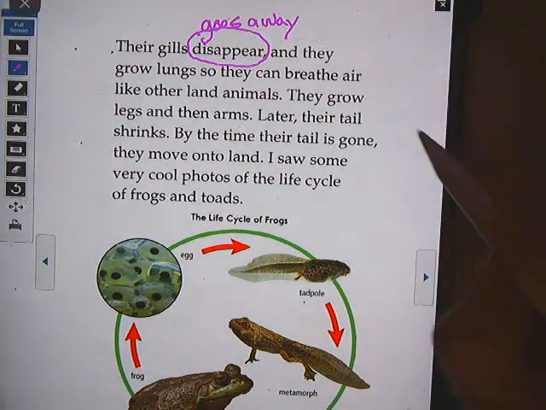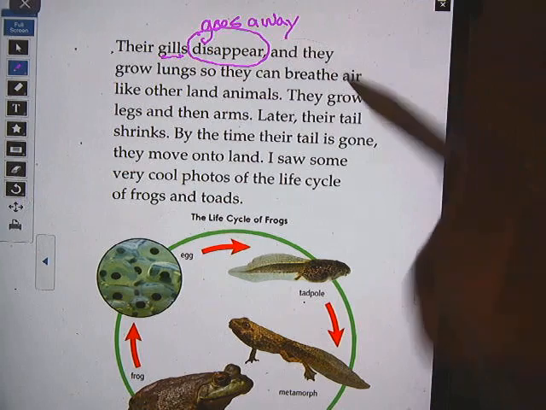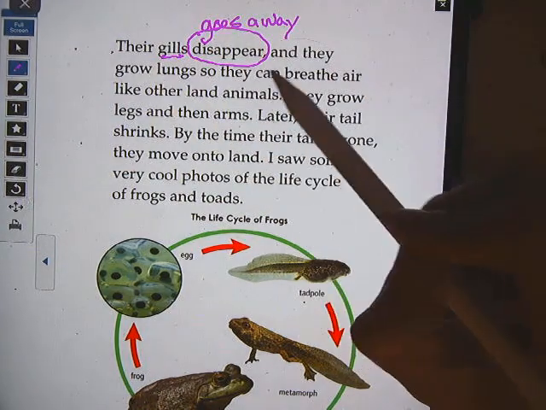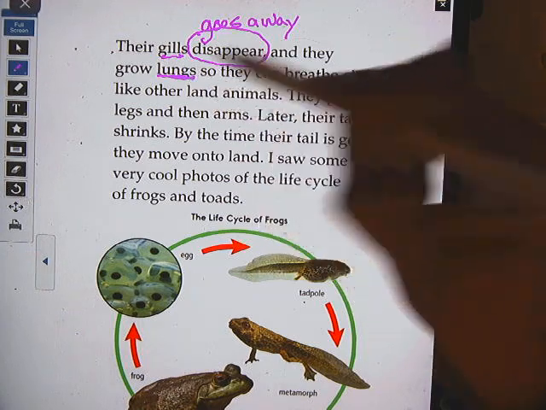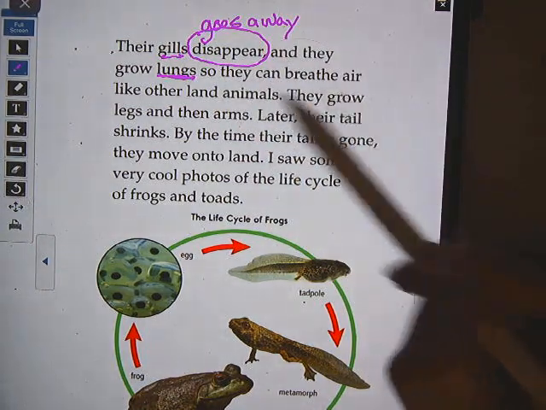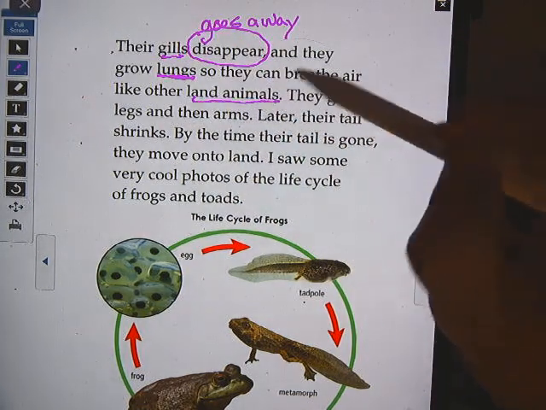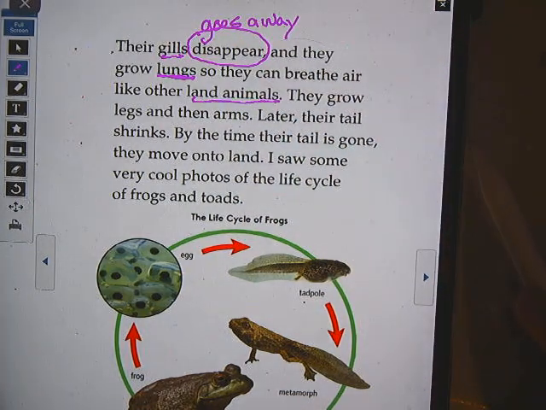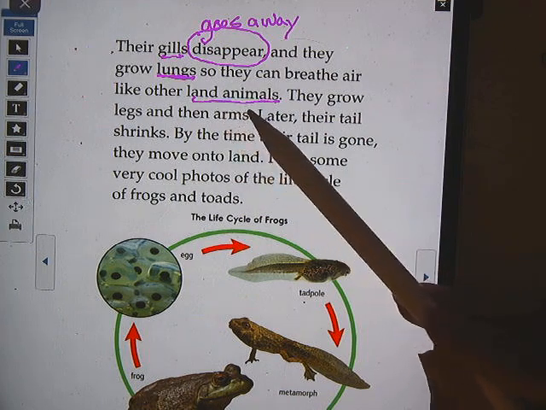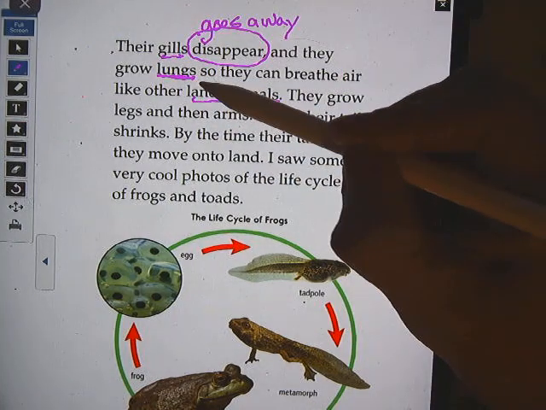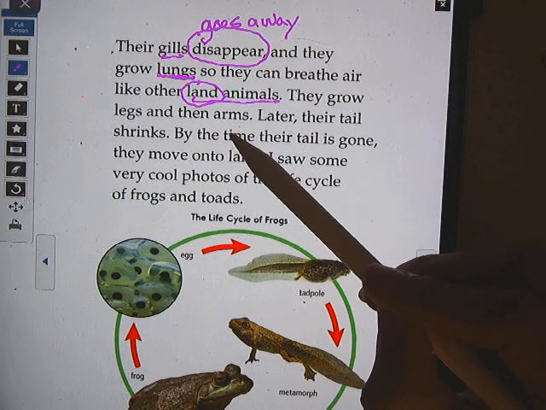So these tadpoles breathe out of their gills, but then they disappear. So their gills disappear and they grow what we use to breathe, and that is known as lungs. So they can breathe air like other land animals. So they start off in the water and they have the gills and they disappear so that now they become more like what type of animal? Like a land animal. They grow legs and then arms.